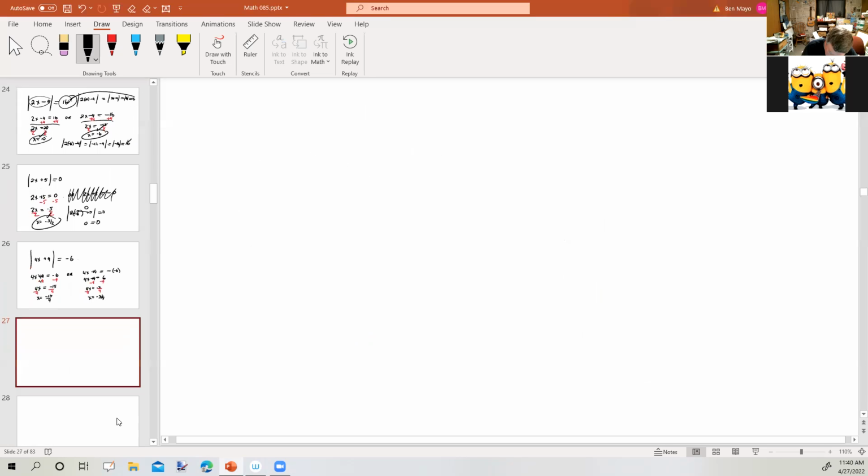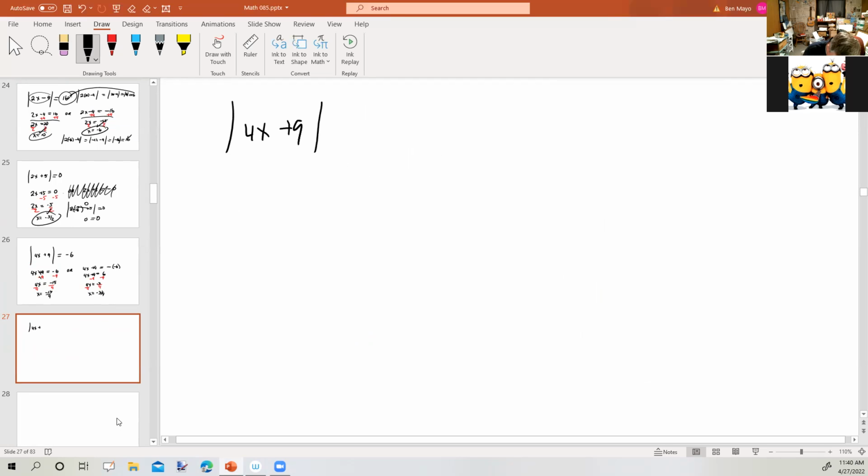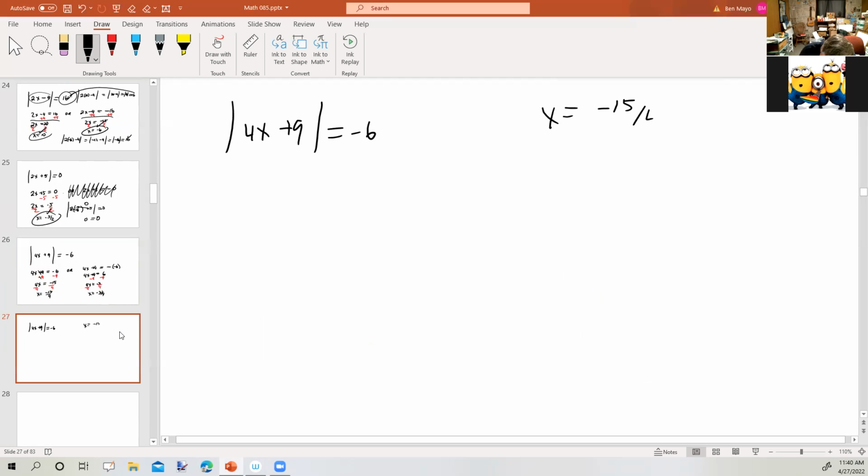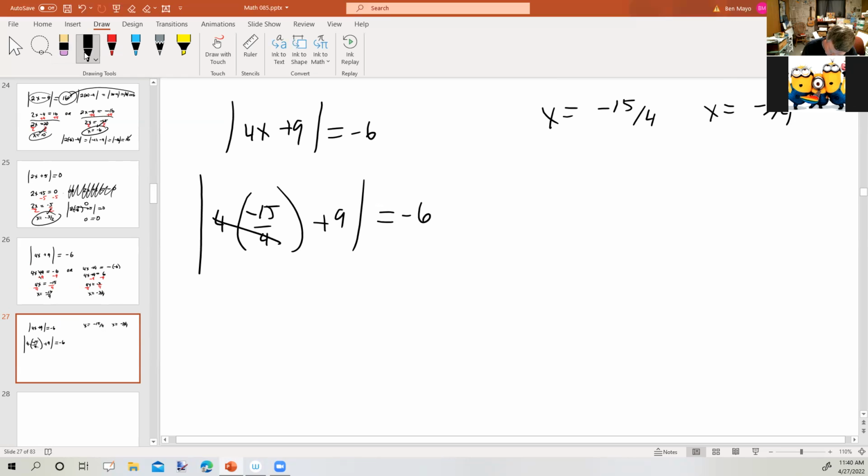So let's see, 4x plus 9, equals negative 6, with solutions negative 15 fourths and negative 3 fourths. All right, so let's check negative 15 fourths. 4 times negative 15 fourths plus 9, absolute value equals negative 6. The 4's reduce. Negative 15 plus 9 would be what? Negative 6. What's the absolute value of negative 6? It would be 6. Oh, that doesn't work, does it?